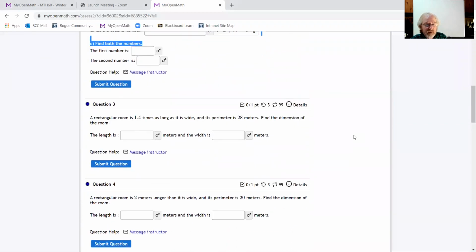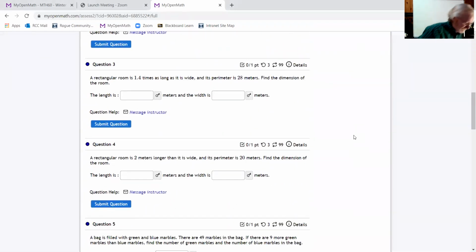I'm rolling up to number 3, okay? And I'm gonna blow my nose, excuse me. This, I think, is a perimeter problem. Like way back when. Yeah, our old favorites, the perimeter problem.